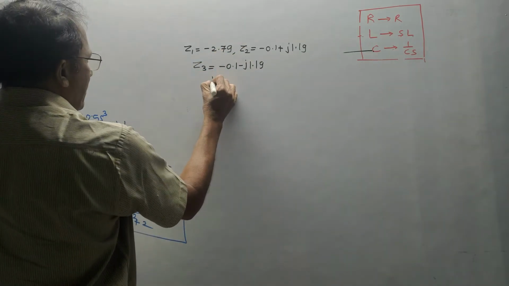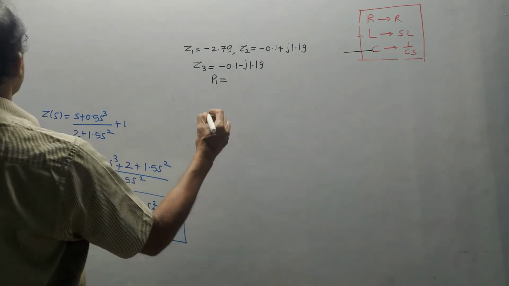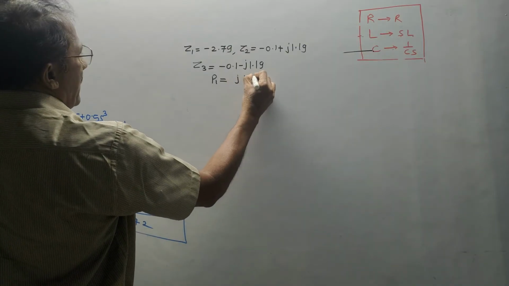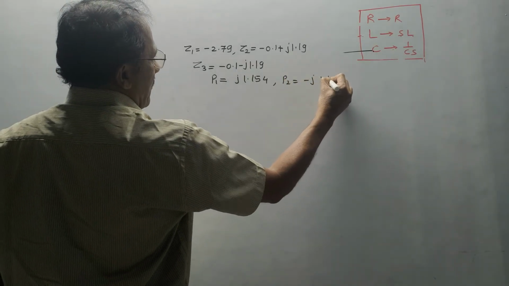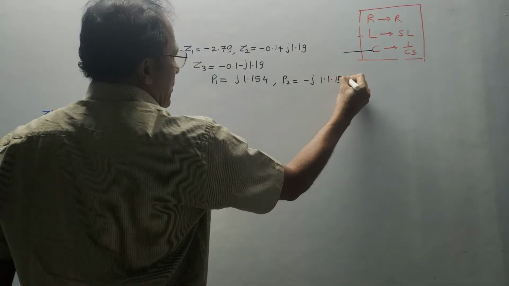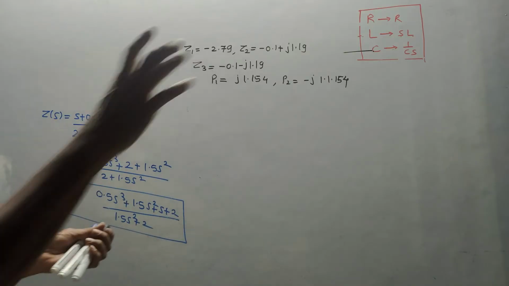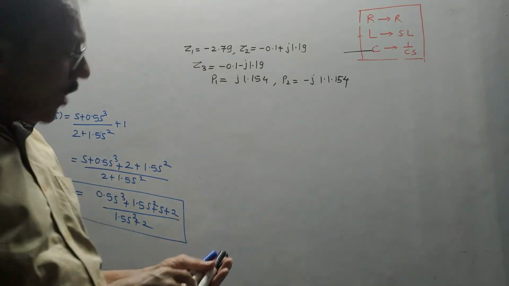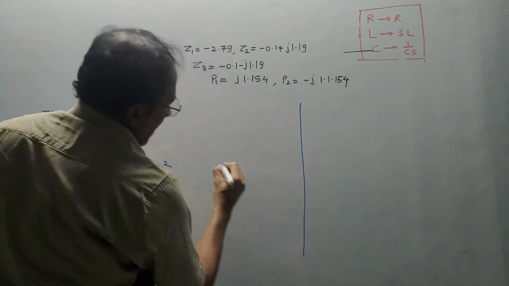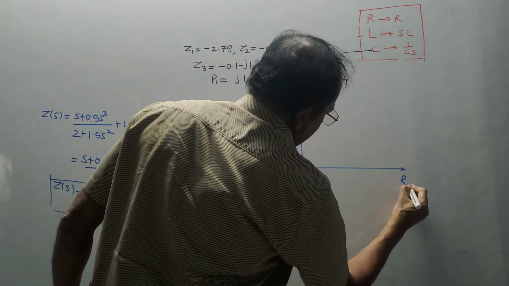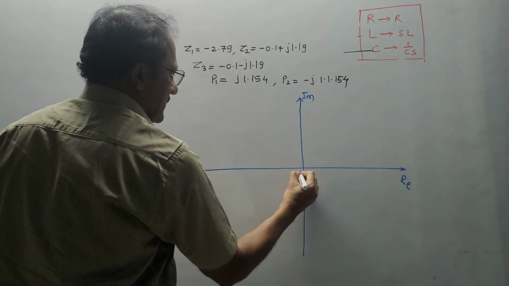Now poles. Poles are roots of the denominator term. Again, do the calculations on the calculator. So poles will be J 1.154 and second pole minus J 1.154. These are the values which you will get after doing the calculations on the calculator. Now this is a different numerical. Values are imaginary. How to draw the diagram for such parts? Like the previous case, x-axis is the real axis, y-axis is the imaginary axis. This is the origin.